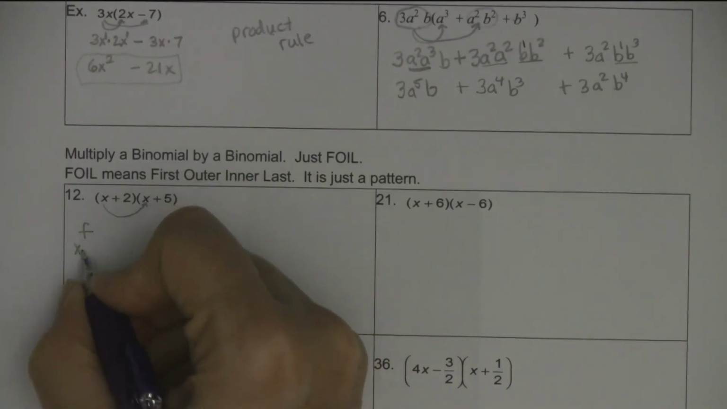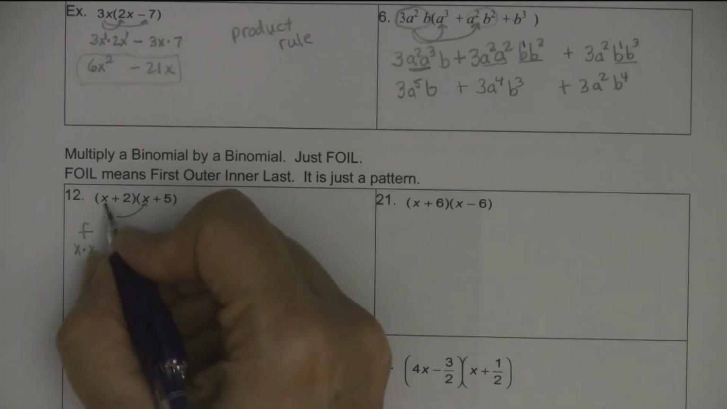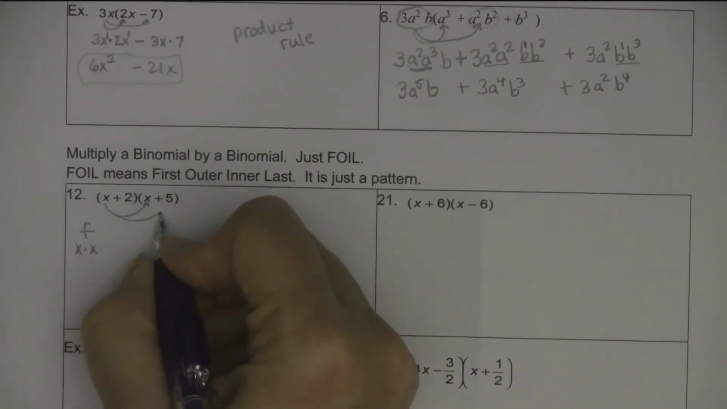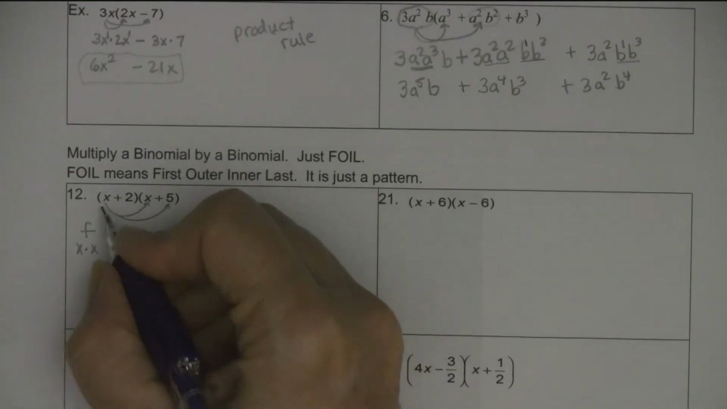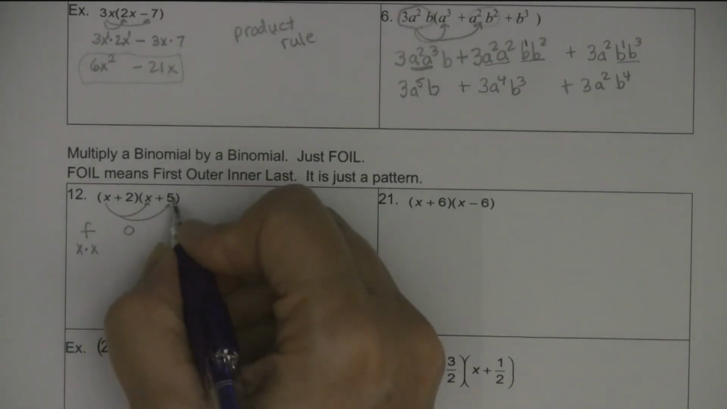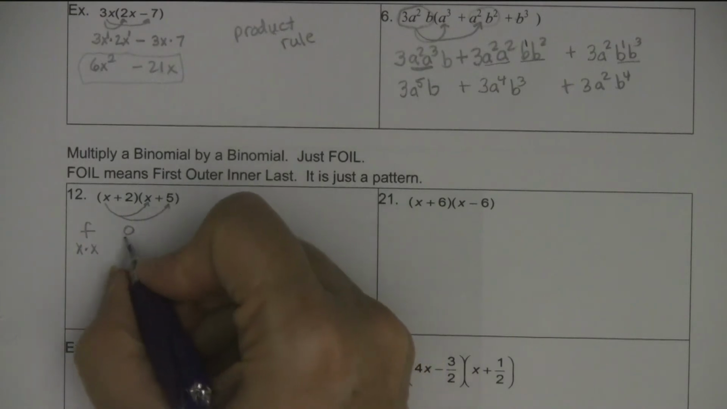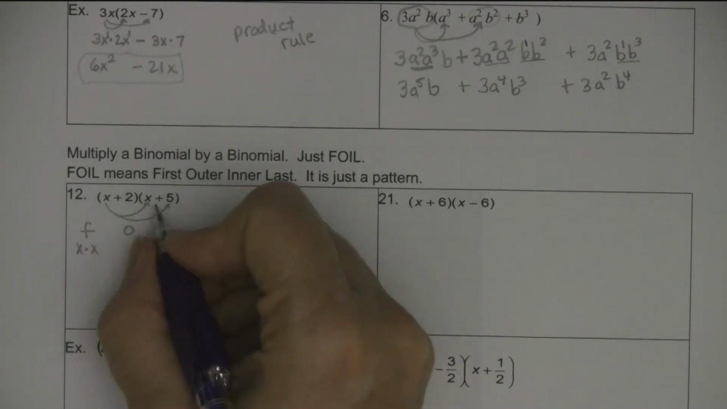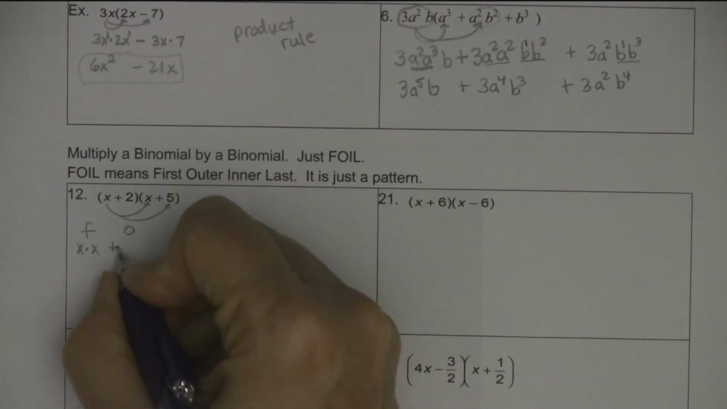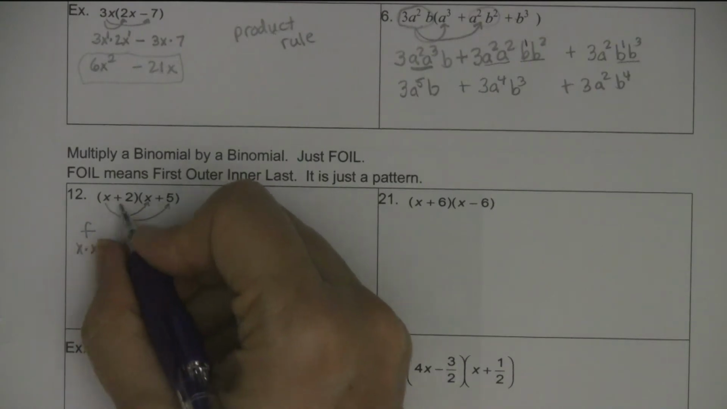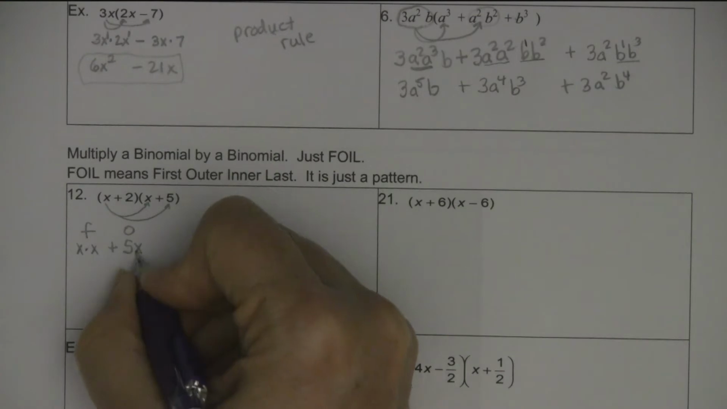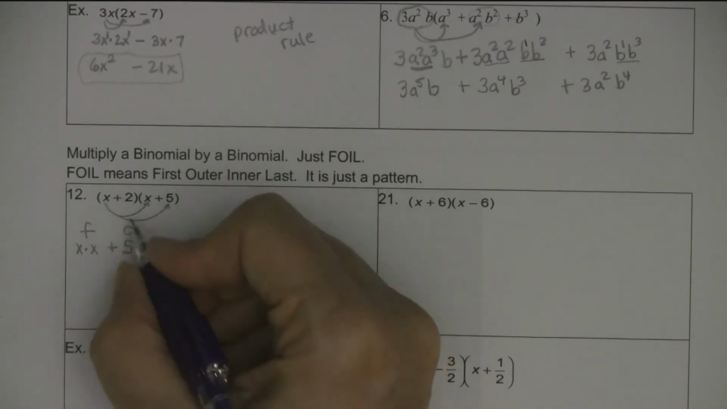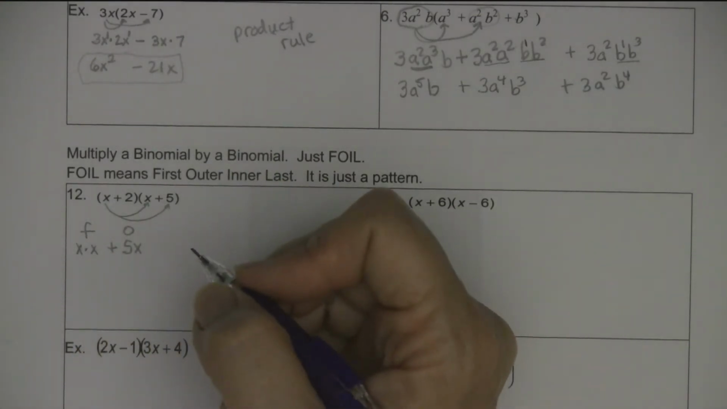So that's x times x. Then you multiply here the x times the 5, and they call that the outer because these are on the outside of the parentheses. So a positive times a positive is a positive. And then x times 5, well, you write the number first and then the x second. And then see how I've used the distributive property with the x.